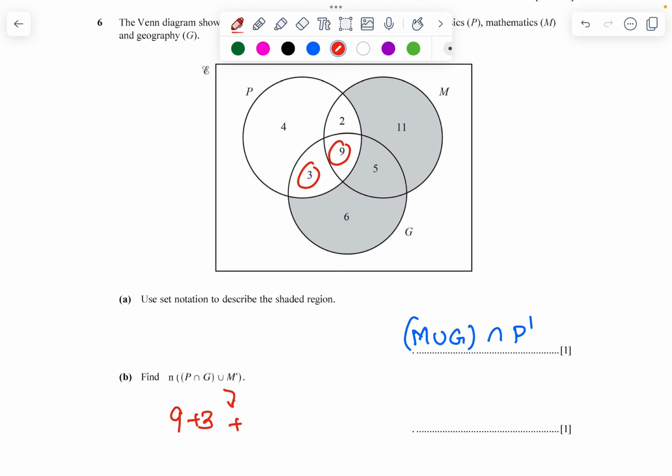Then plus, union means plus. M complement, the numbers outside of M. What are the numbers outside of M? 4 and 6. So 4 plus 6. So the answer is going to be 22.